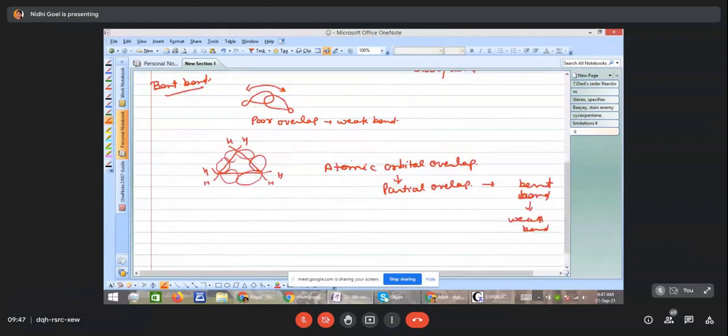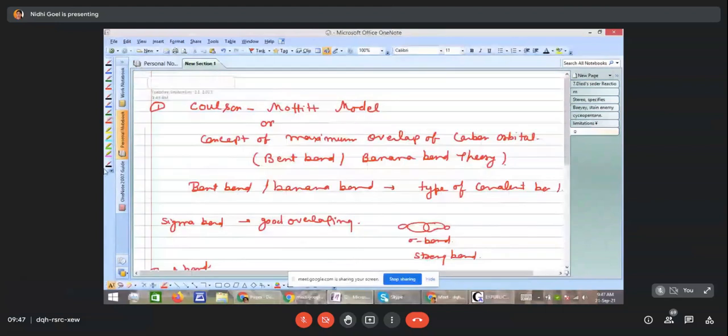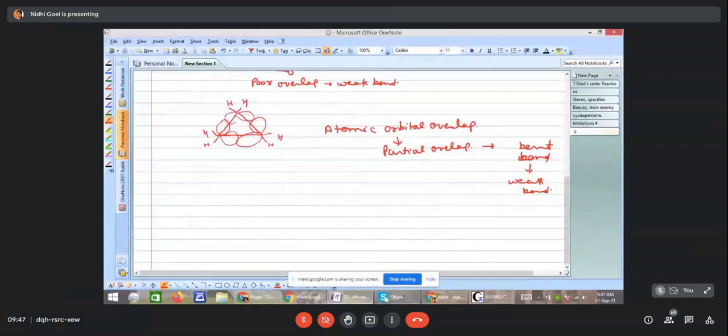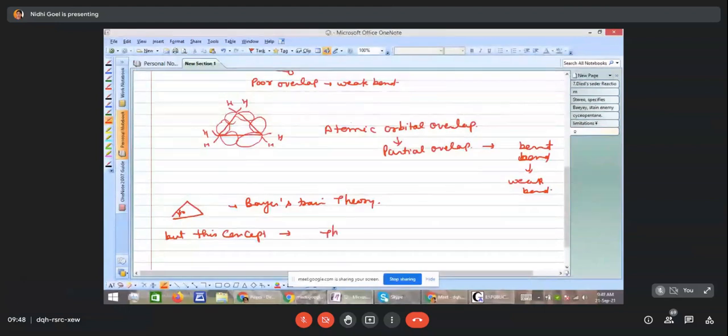According to Baeyer's strain theory, cyclopropane has a 60 degree angle. But according to this concept of maximum overlap of carbon orbitals, 60 degrees is impossible, as the carbon valence angle can never be less than 90 degrees.